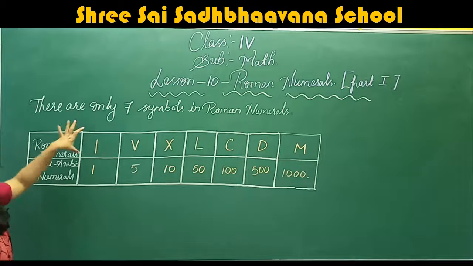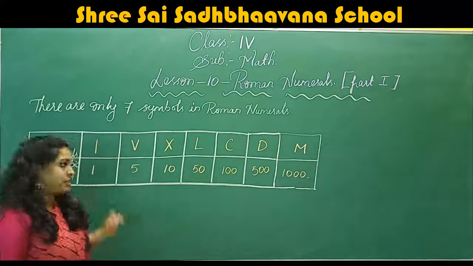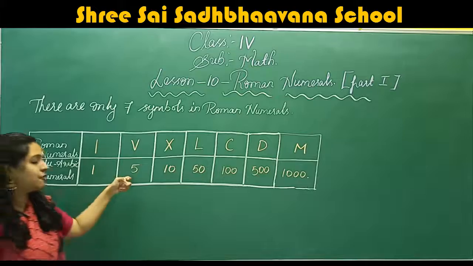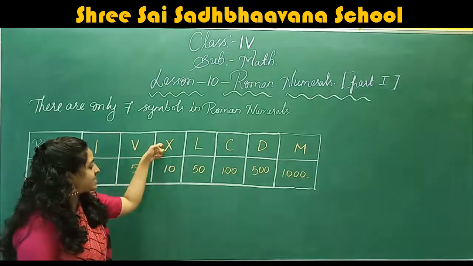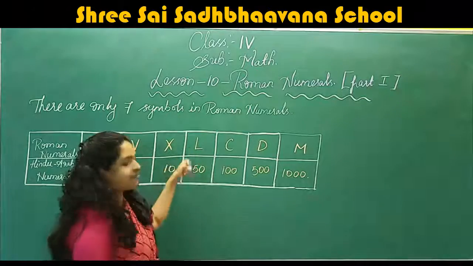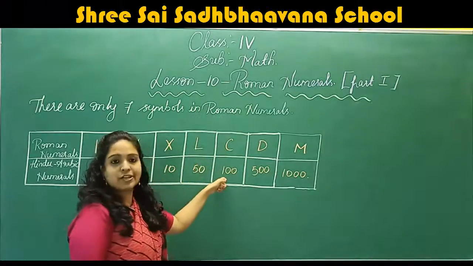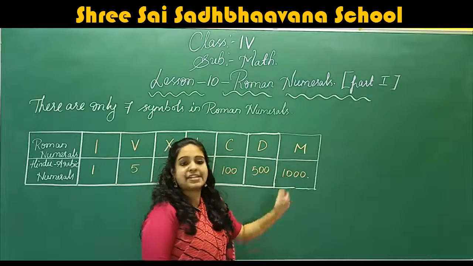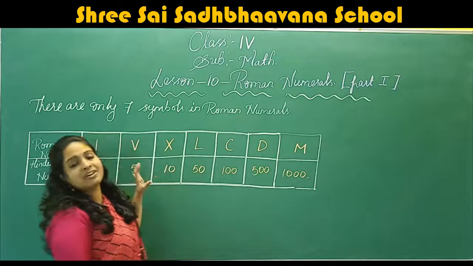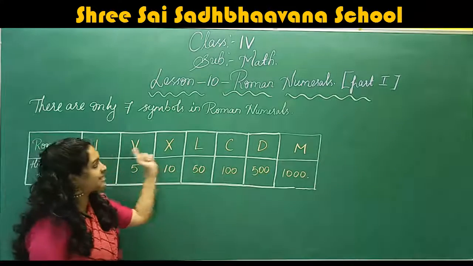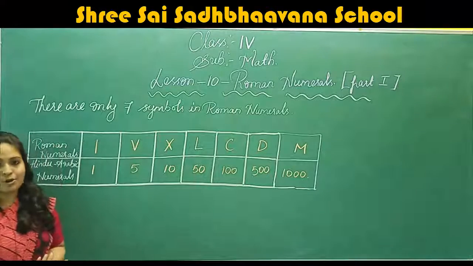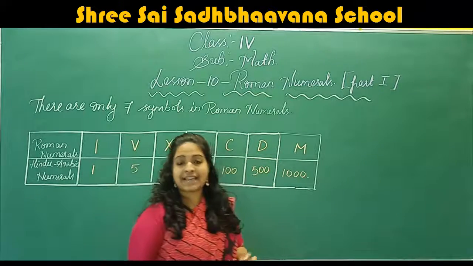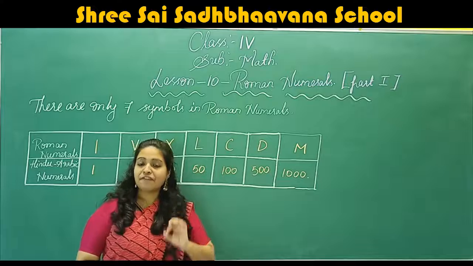Here, I have written the symbols along with their values. The first one, I, value is 1. V stands for 5. X, value is 10. L, value is 50. C, value is 100. D, value is 500. And finally, M stands for 1000. These are the 7 symbols we use in Roman numerals: I, V, X, L, C, D, M. These are the very important 7 symbols of Roman numerals.